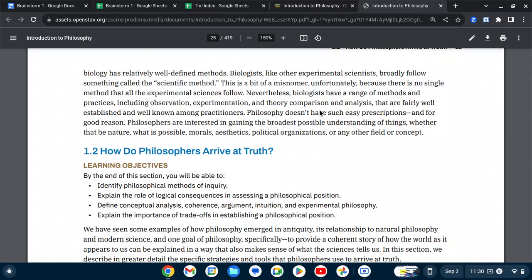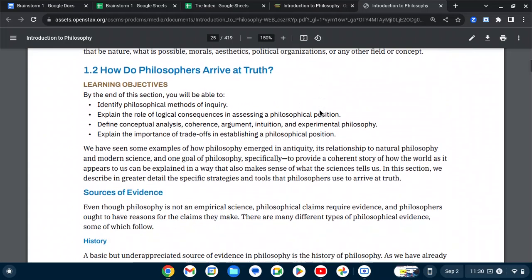Philosophers are interested in gaining the broadest possible understanding of things, whether that be nature, what is possible, morals, aesthetics, political organization, or any other field or concept.